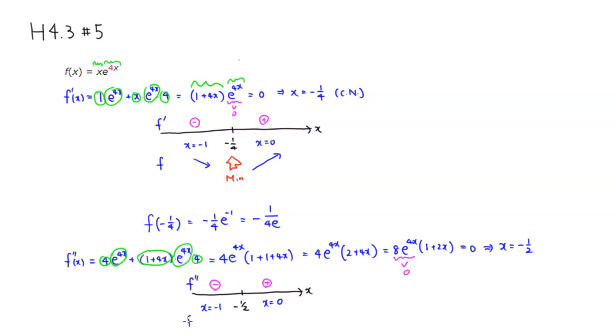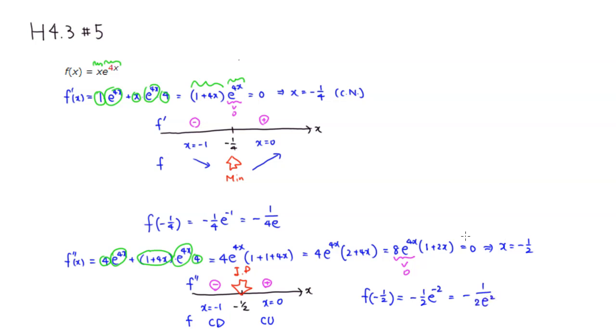So we have the original function concave down before negative 1/2. After that, it's going to be concave up. So we definitely have an inflection point there, since the concavity changes there. We just have to find the corresponding y value. So f of negative 1/2, plug it in, negative 1/2, and e to the 4 times negative 1/2 is negative 2. So this is going to be negative 1 over 2e squared.